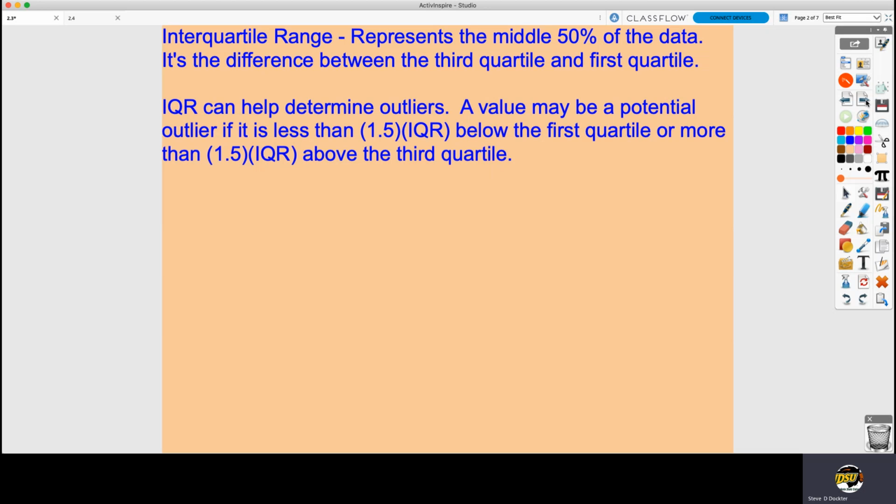The interquartile range, you'll see that listed as IQR every once in a while, can help determine outliers. And we are going to figure out how to do those in just a minute here. But the equation for it is pretty much what is listed here. To figure out if a value may be an outlier, it would be less than 1.5 times the interquartile range below the first quartile, or more than 1.5 times the interquartile range above the third quartile. And like I said, I'm gonna show you how to do that in just a second.